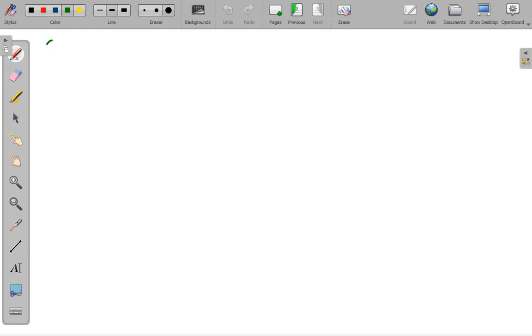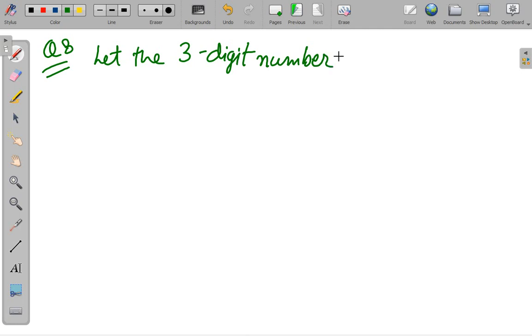Now next is question number 8. Question number 8 is, in a 3-digit number, the hundredth digit is twice the unit digit and the tenth digit. Okay, so let the 3-digit number be ABC. Here the hundredth place digit is A, the tenth place digit is B, and the unit place digit is C.